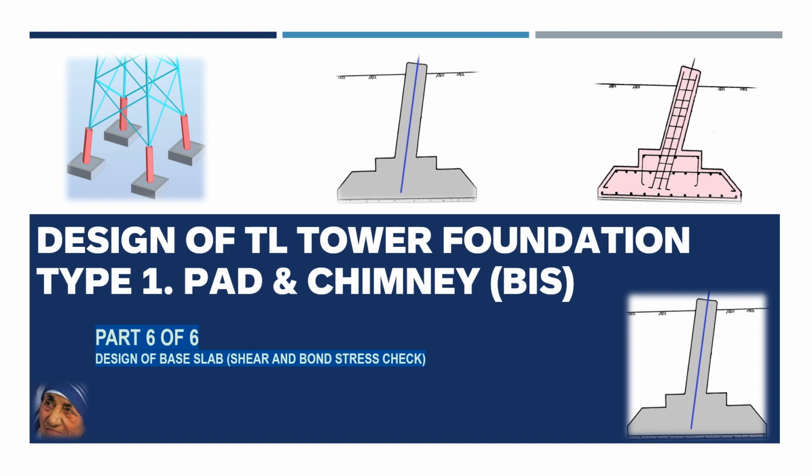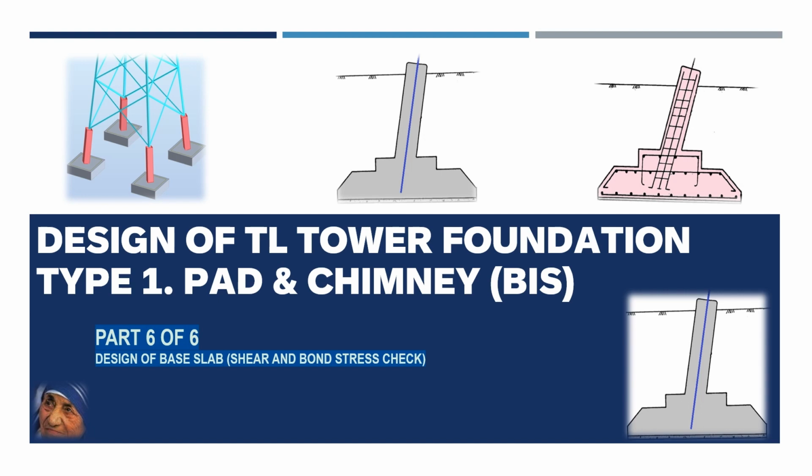We had done the design of the base slab for compression and uplift reinforcement. In this we are going to do the same design of the base slab, but we are going to do shear and bond stress checks. Shear means one-way shear and two-way shear. Two-way shear is nothing but punching shear. So the two shear stress checks and the bond stress check we are going to do in this part 6. So this is the final part. With that, the entire design of the transmission line tower foundation type 1 pad and chimney using Indian standard gets completed.